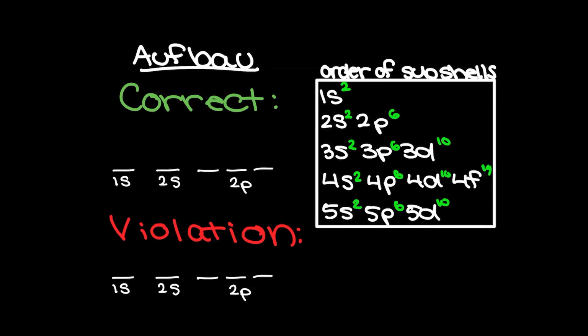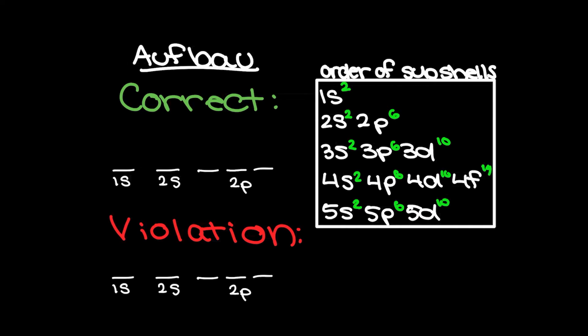In this video, we are going to be going over the 3 different rules when you are filling your orbital diagrams. Starting with the Aufbau principle, which states that lower energy orbitals fill before higher energy orbitals.